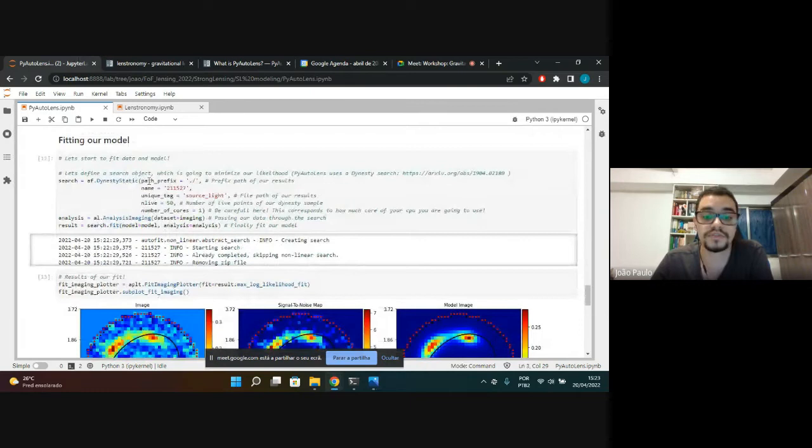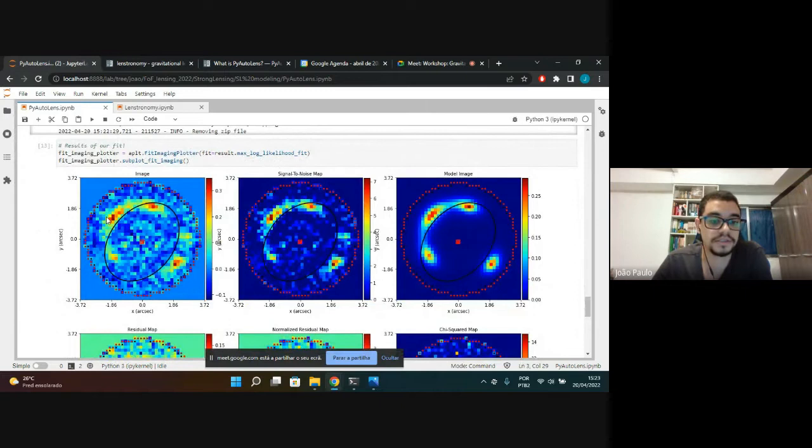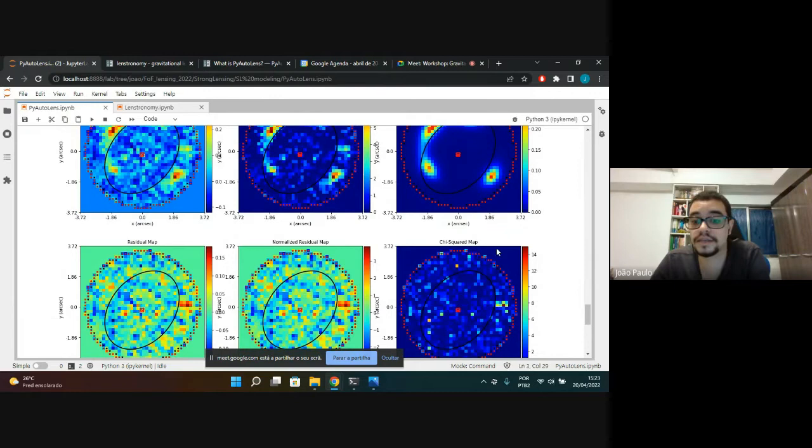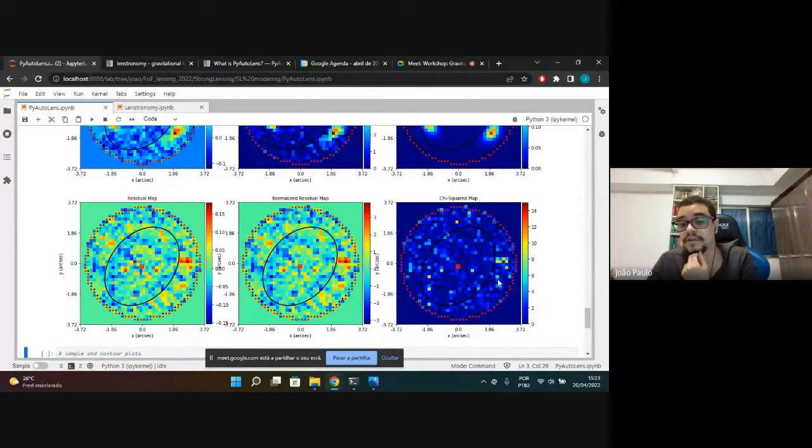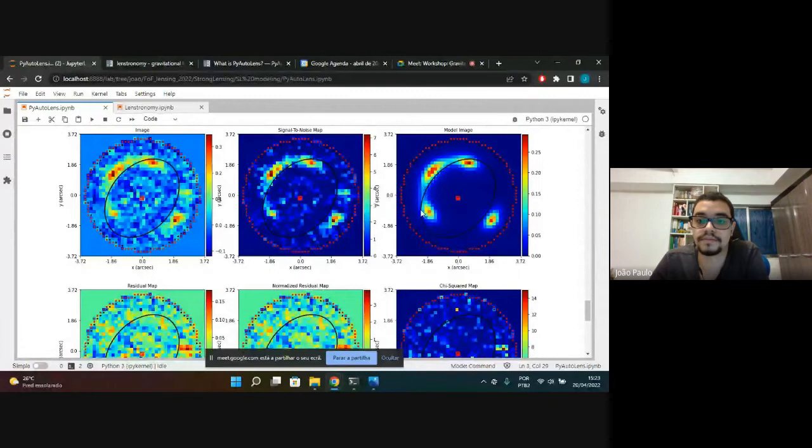For the image, we have the original image, which is the one we saw before, and here we have the model image. We also have the PSF, and here we have the chi-squared map. Although we have some higher values in some pixels, we can see that our original image is reproduced well. Okay, so this is the main idea of PyAutoLens.